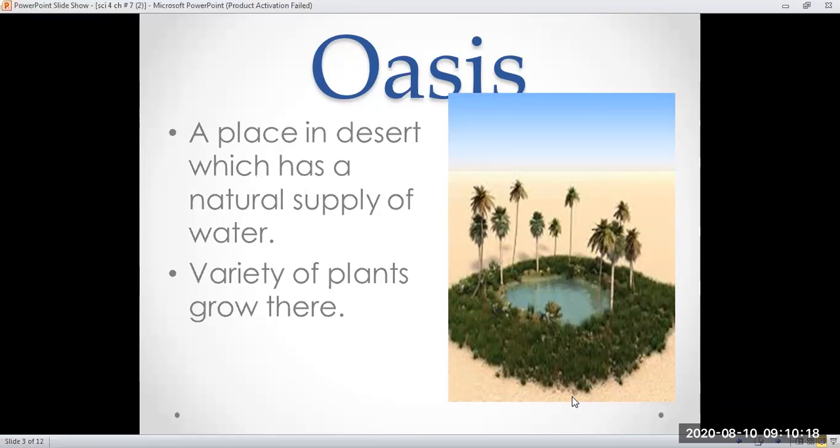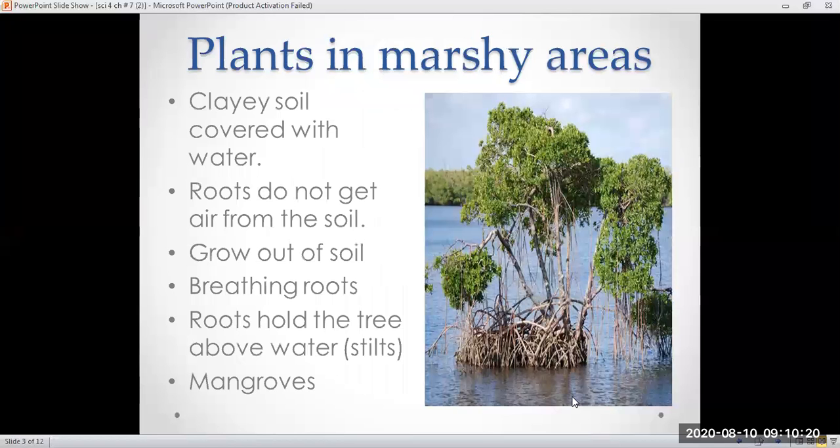Next are the plants in marshy areas. Marshy areas are those in which the soil is clay. Clay means the soil does not absorb water easily. The soil has a lot of water in it. So this clay soil is covered with water.